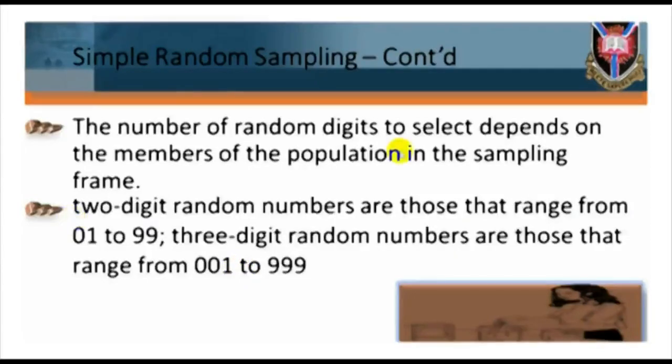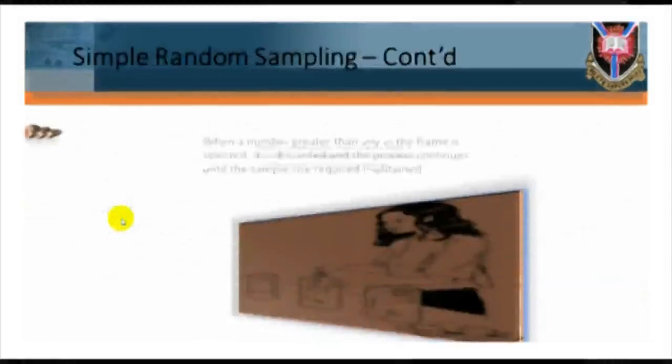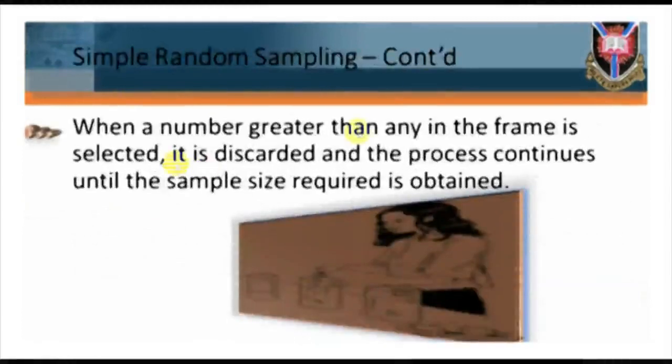A selected random number is taken as the serial number of the corresponding member of the sample frame in the population, and by inference, that member is included in the sample as a participant. This exercise continues until the total number of participants desired for the research is exhausted. When a number greater than any in the frame is selected, it is discarded and the process continues until the sample size required is obtained.